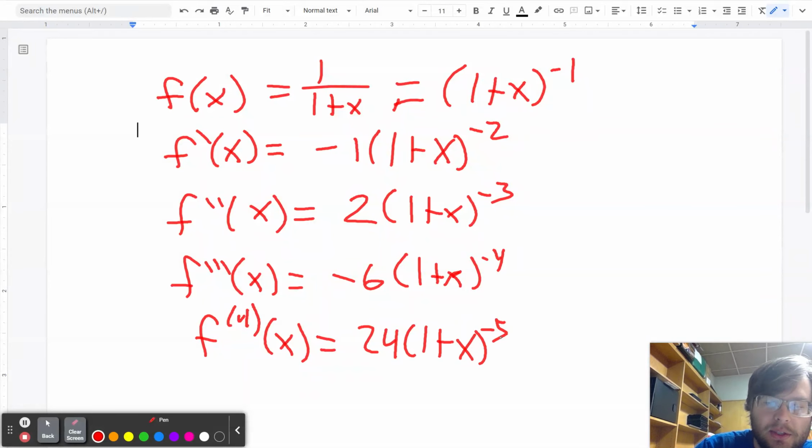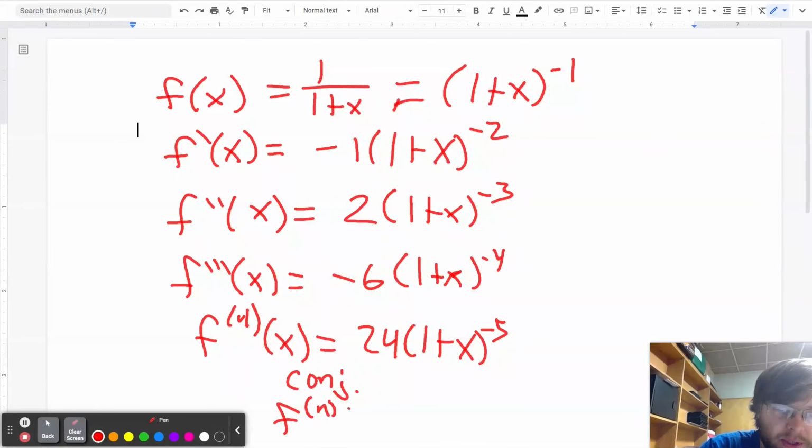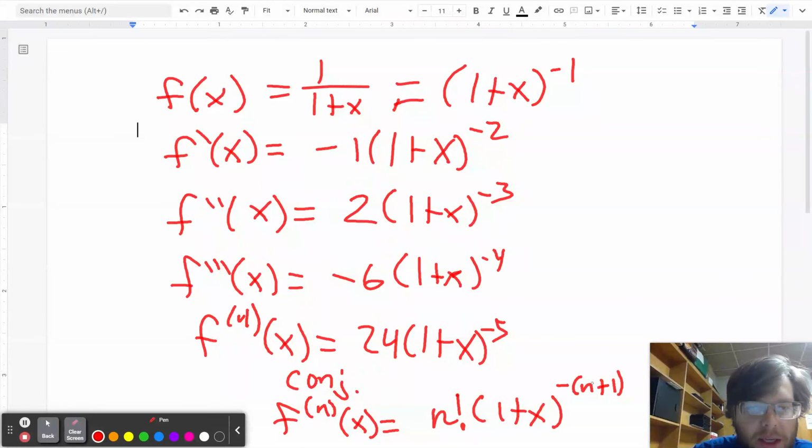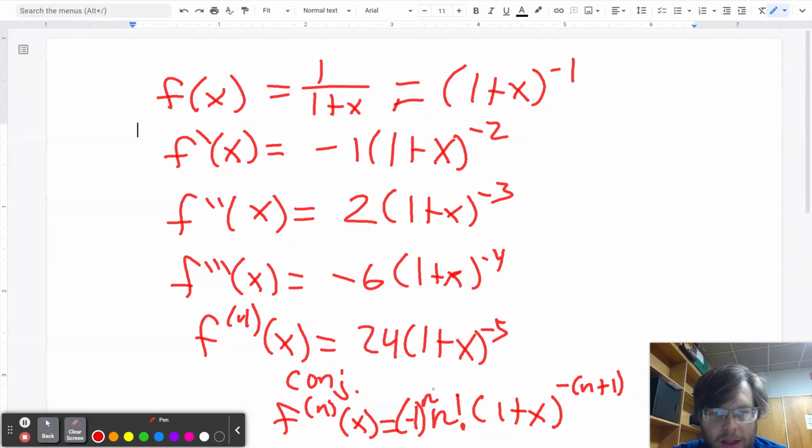So here then is my conjecture that the nth derivative is going to be n factorial times 1 plus x to the negative n plus 1. But that's not quite right, because it is flip-flopping from positive to negative. So I'm going to have a negative 1 to the n. I'm going to double check that that's right. Yeah, because when I have odd powers, those are negative values right there. So that's my conjecture. So then what I'm going to show you is that this conjecture is true.